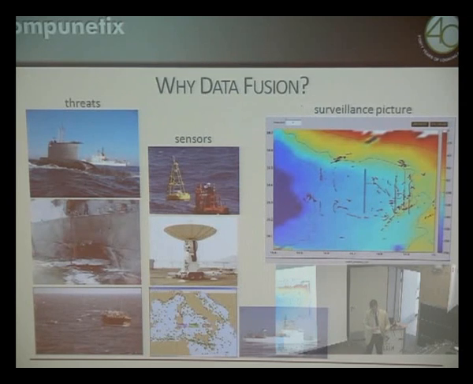The general trend is that we have increasing numbers of ever cheaper sensors. We're swamped with data. We all know this from our own personal lives also, right? A lot of data coming at us. And what are we interested in doing? We're interested in collapsing all of this data across sensors. That's sort of what you might think of as the traditional data fusion, but also over time. So target tracking is really just data fusion over time.